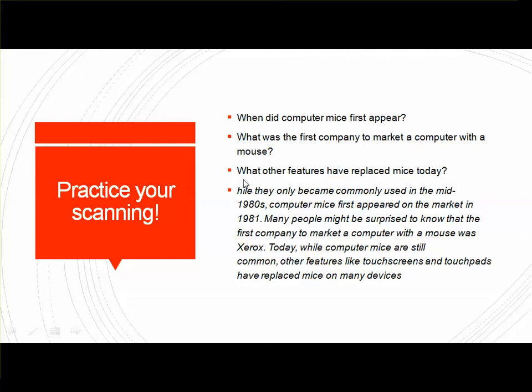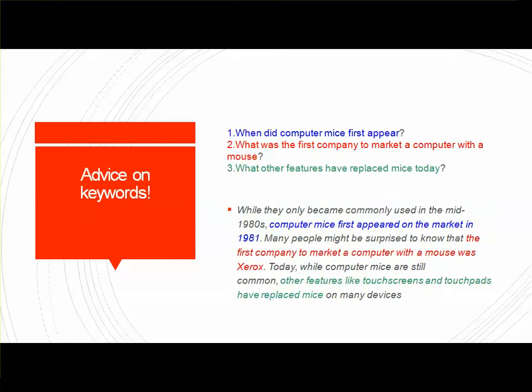Now, if we were using our skimming and scanning techniques, what words here should we mark as important for this exercise? In order to help you out, to make you understand what I mean, I've done this in the next slide. So when did computer mice first appear? You have the answer matching here in blue. Computer mice first appeared on the market in 1981. What was the first company to market a computer with a mouse?